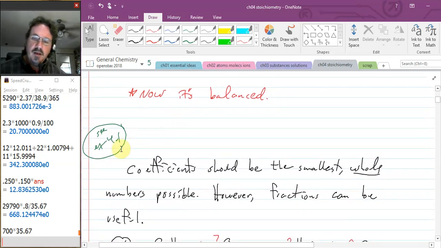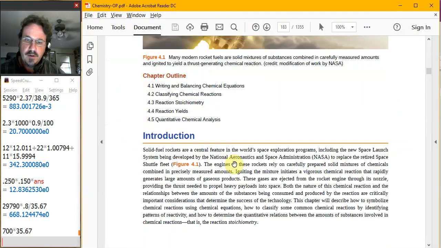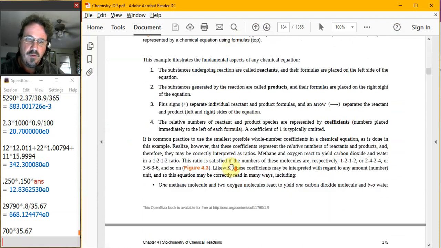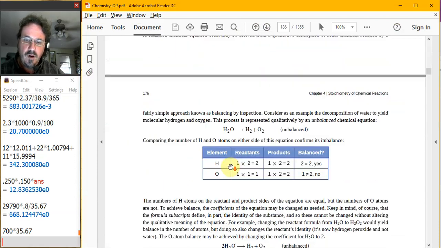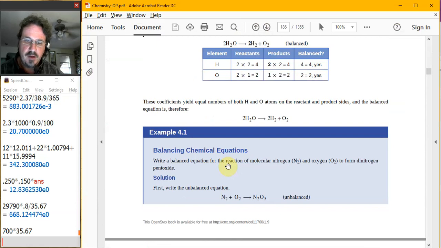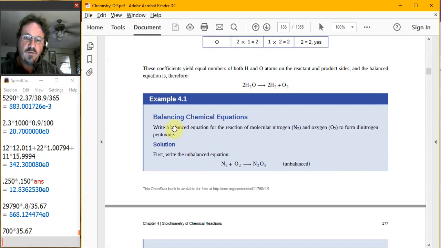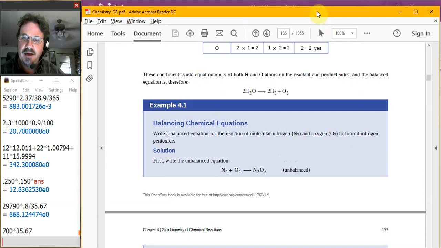So let's take a look. Example 4.1 in the textbook. Let me pull that up here. Example 4.1. Here we go. It says balance or write a balanced equation for the reaction of nitrogen, which is N2, and oxygen to form dinitrogen pentoxide. Alright, so nitrogen plus oxygen give me dinitrogen pentoxide.